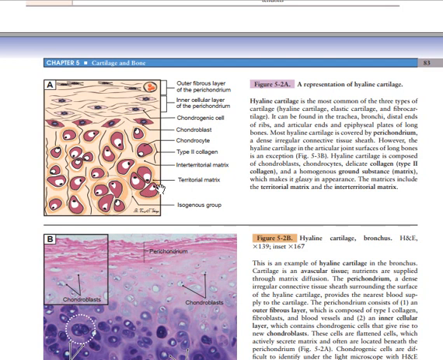So we have the territorial matrix. The territorial matrix is the matrix inside a particular isogenous group, and we have the interterritorial matrix. The interterritorial matrix is located between two isogenous groups. And then we have collagen fibers. The collagen fiber in hyaline cartilage is mostly collagen type 2. And the isogenous group is a group of 3 or 2 or even 4 cells, as you can see here.